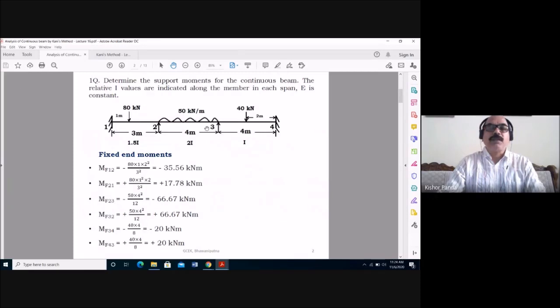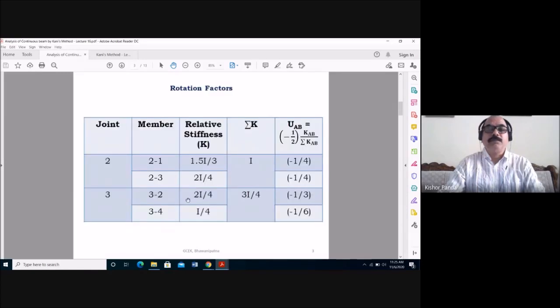So you have to find out the rotation factor for 3-2, and the rotation factor for 3-4. When you want to find the rotation factor for 3-2, what you have to do? U32 is equal to minus half into K32 divided by K3. K32 is this one and K3 is this one. So minus half into 2I by 4 divided by 3I by 4. So you will get the value minus 1 by 3.